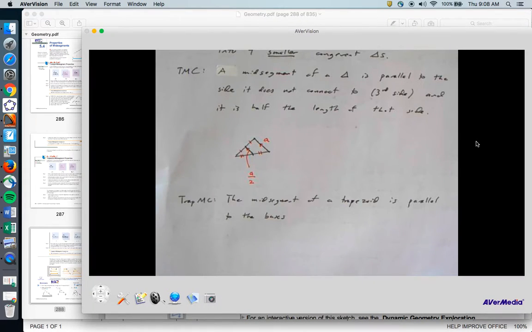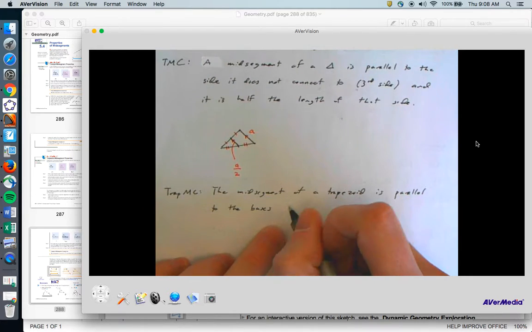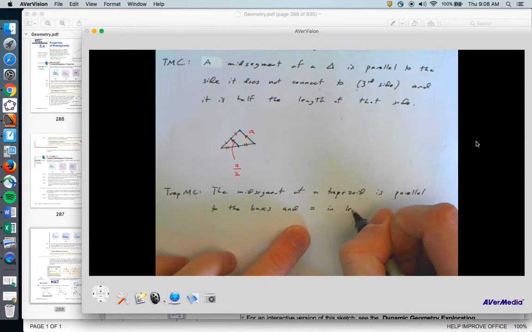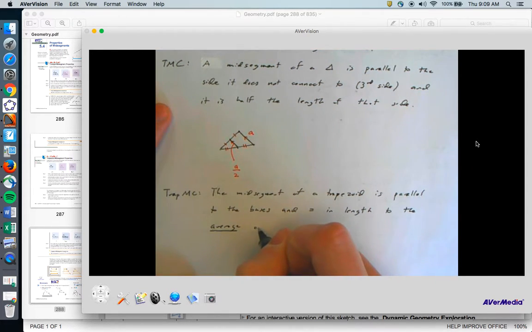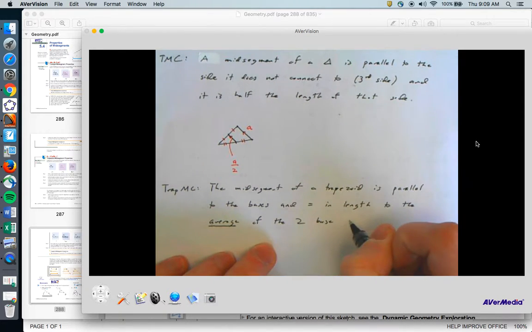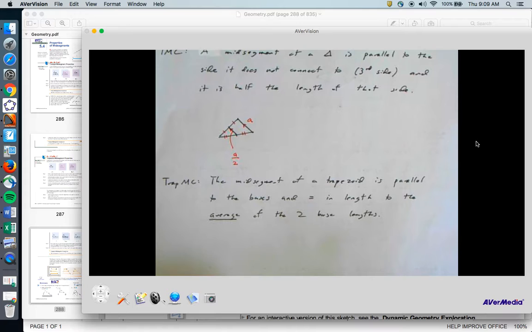Average length. Parallel to the bases and equal in length to the average of the two base lengths. I don't know if I like my wording there, but you can change your own if you want.